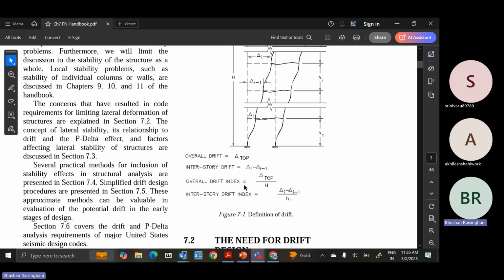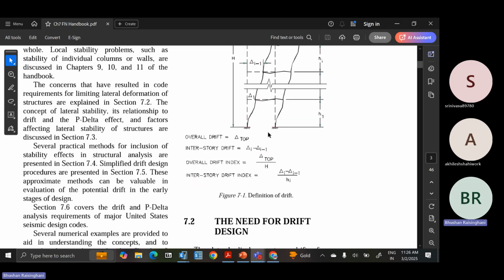And overall drift index. Now what is the meaning of the drift index in total? So delta top, that is the total displacement upon the total height of the building. It is the overall drift index. Interstory drift index is more critical, which is equal to delta i minus delta i minus 1 upon story height. So any interstory drift divided by story height will give you the interstory drift index. Now these are the definitions of the drift for building frames, and how we estimate it.